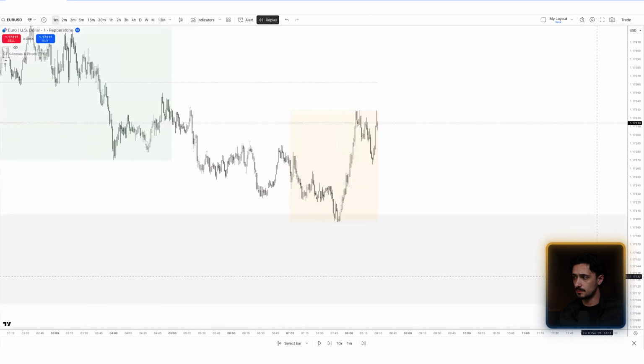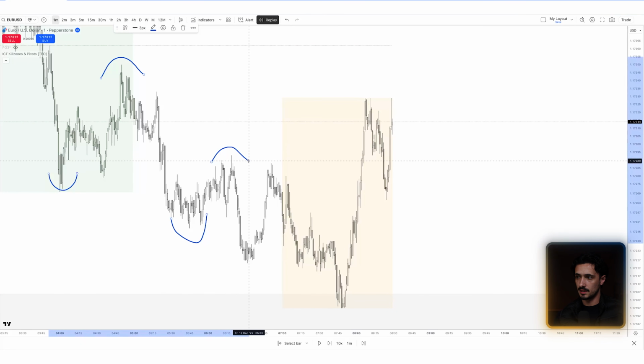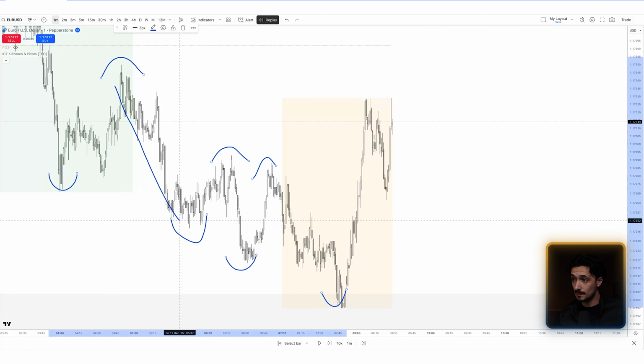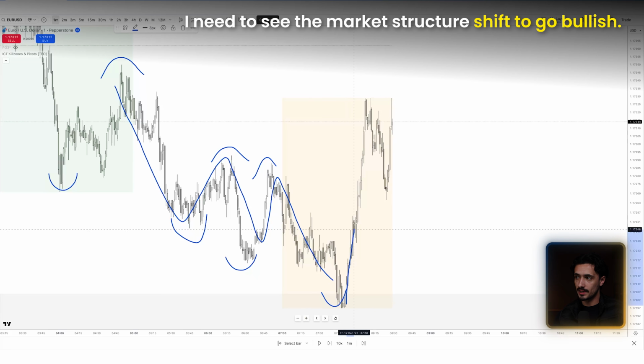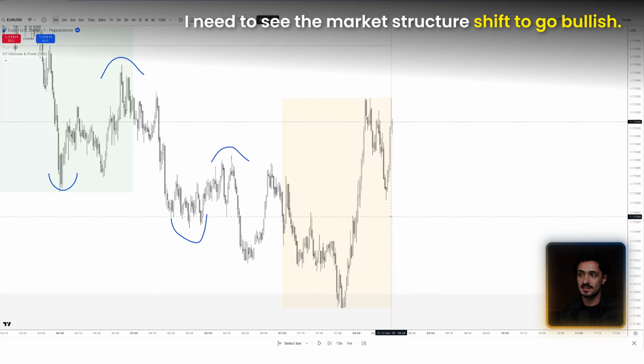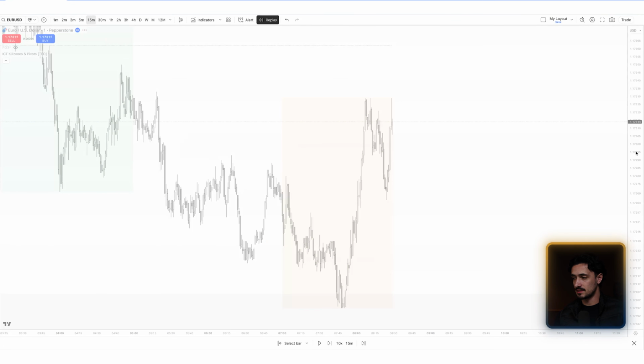If we zoom into the recent price action, you will see that price has a low, puts in a high, has a low, puts in a high, has a low. It's trending bearish. When we get here, I need to see the market structure shift to go bullish. That's confirmation. That's key here. Then I can drop back to the 15-minute time frame.